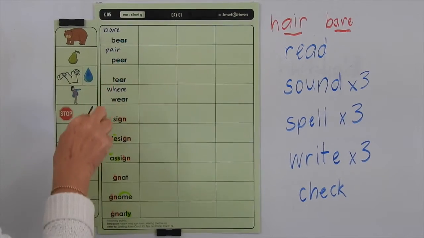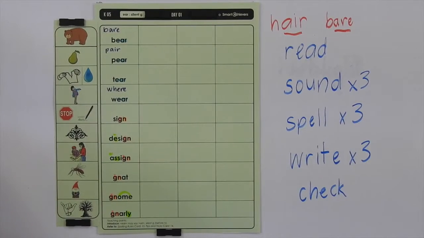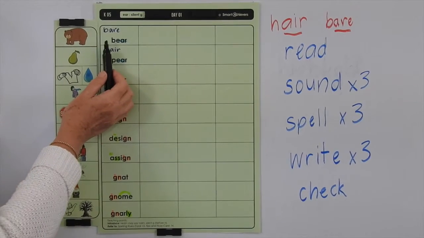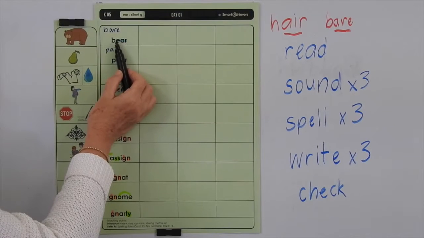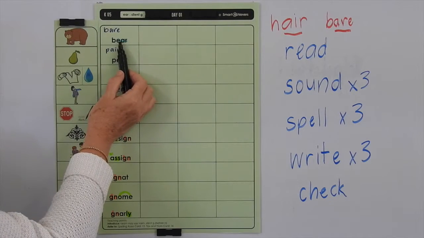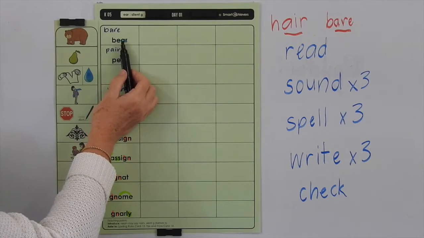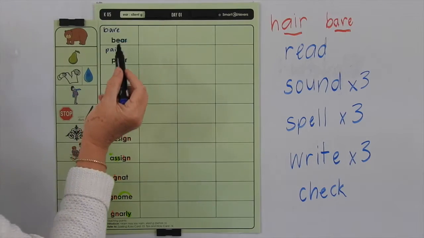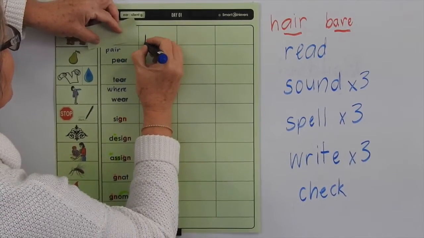Okay, let's read these words now, sound them, spell them and write them. So get your little bit of paper to cover with, and off we go. So we're going bear, b-air, B-E-A-R, B-E-A-R. Cover it and write it.